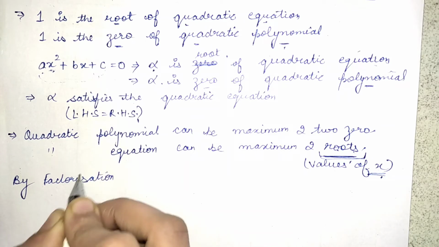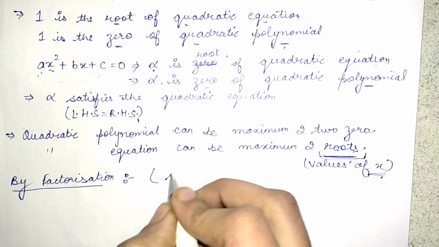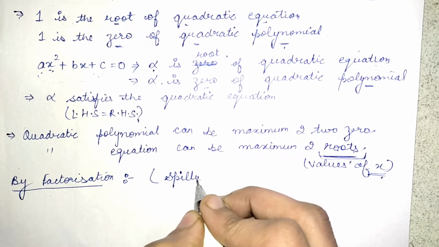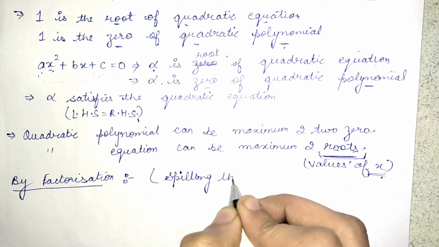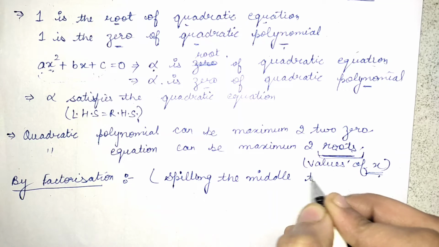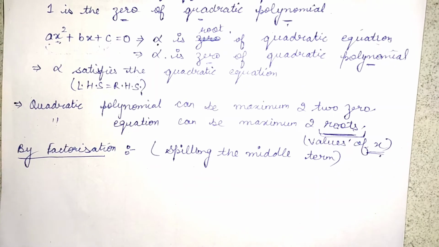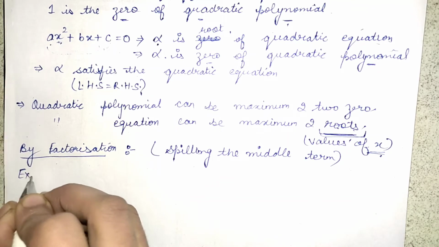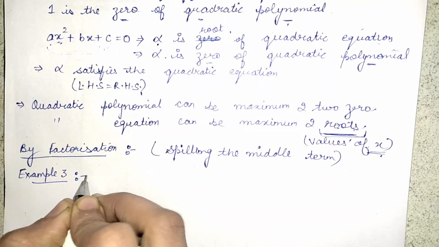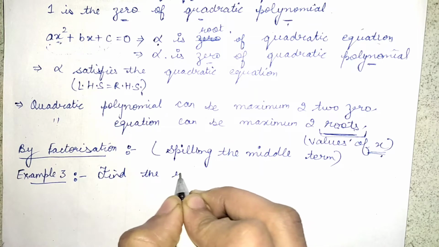You have learned earlier what factorization means. Factorization means we have to split the middle term. So splitting the middle term means that we are using the factorization method. Let us take example number 3, which is given in your NCERT book, which says: find the roots of the quadratic equation.